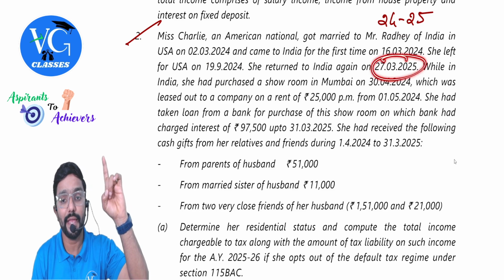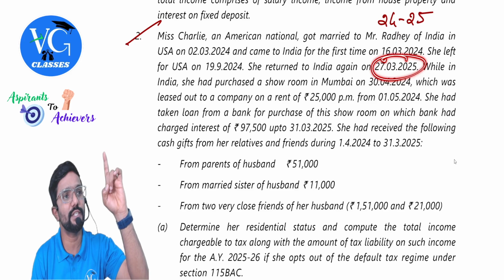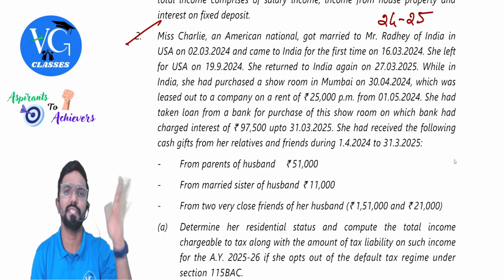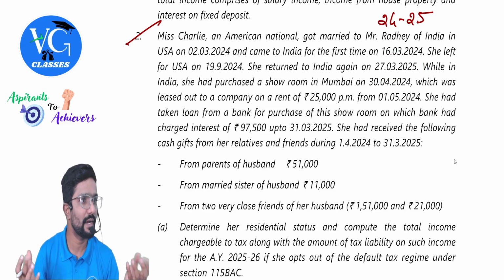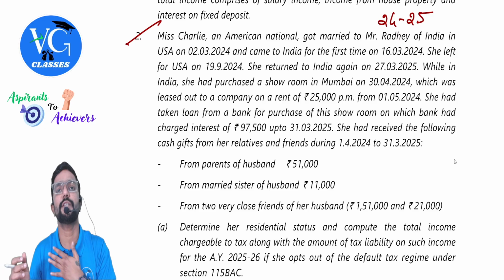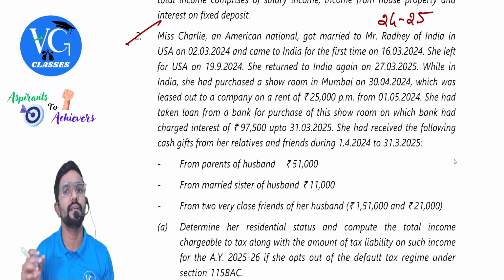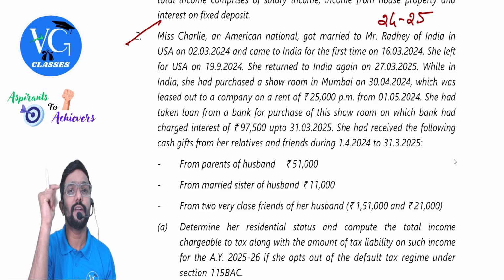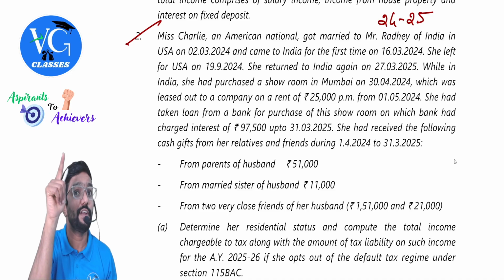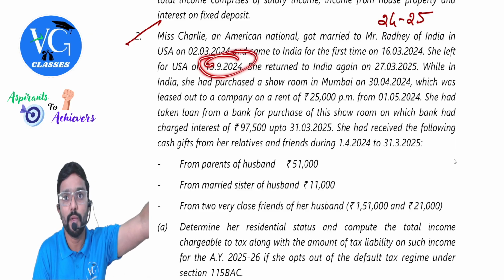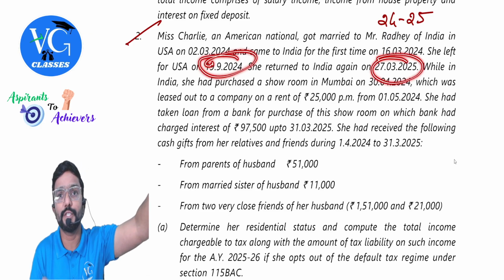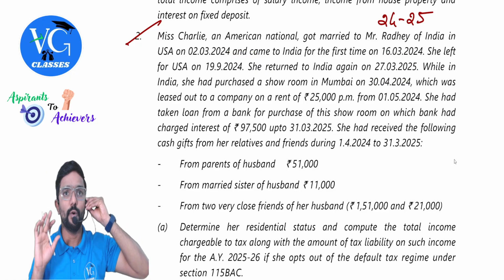She came to India again on 27th March. So it is understood from 27th March to 31st March, she was in India. After that, we don't care. Clear? From 27th March to 31st March of our previous year, again she was in India. So to count the number of days in India during the previous year, from when to when do we have to count? From 1st April to 19th September, plus 27th March to 31st March. Hope you are getting it.